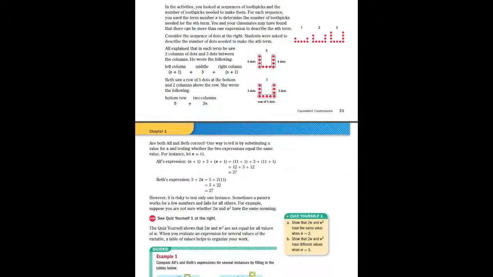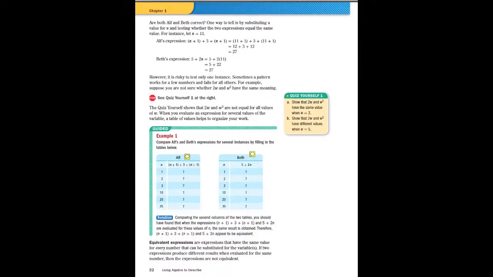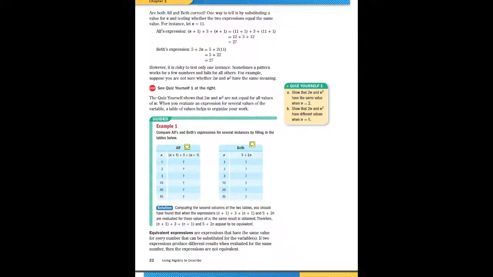Okay, here we are, the guided example. This is talking about Alf and Beth and the discussion and the material up above. It asks you to compare their expressions for several instances. An instance is a specific use of a pattern. I plug in a number, I get a very specific result. A pattern is something where we have an n value. I haven't plugged in specific values yet.